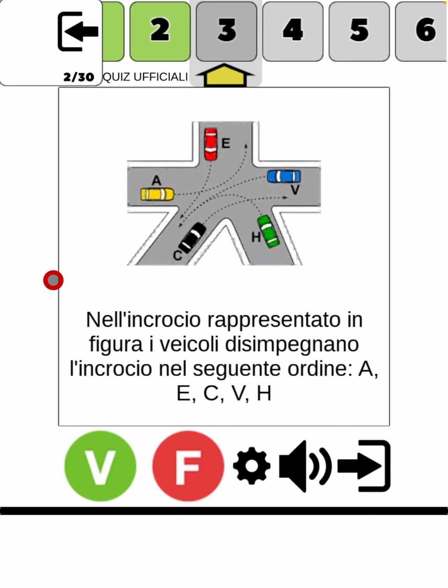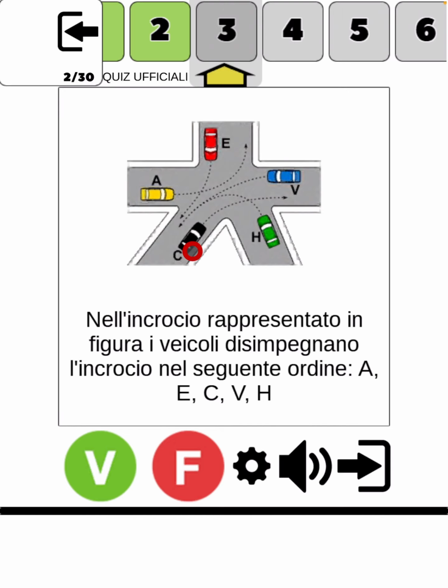So let's read and see. Nell'incrocio rappresentato in figura i veicolo transitano il incrocio nel seguite ordini A. You see A, E, C. Means the question is vero. It's supposed to be V this time to pass. Means the question is falso. It's supposed to be A, E, V. But C, they don't say C will pass. Means the question is falso.